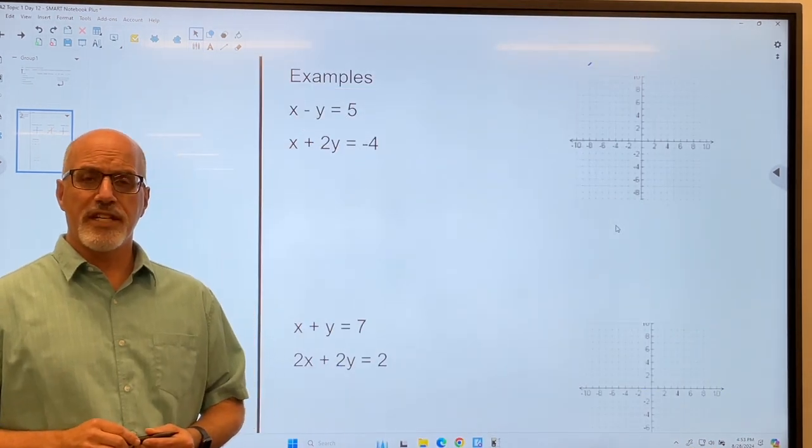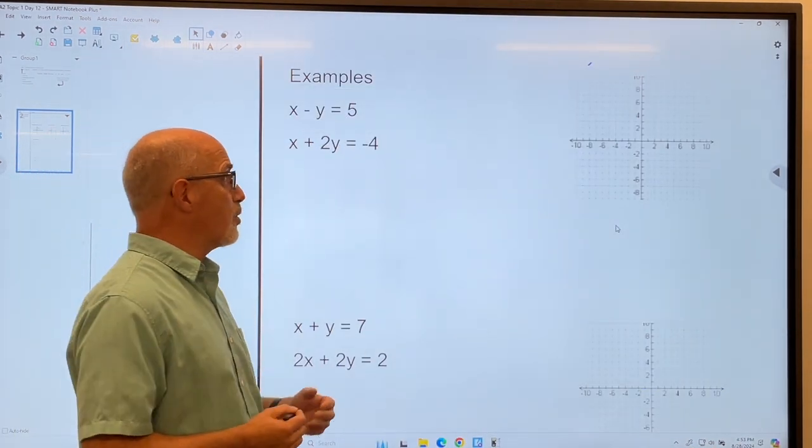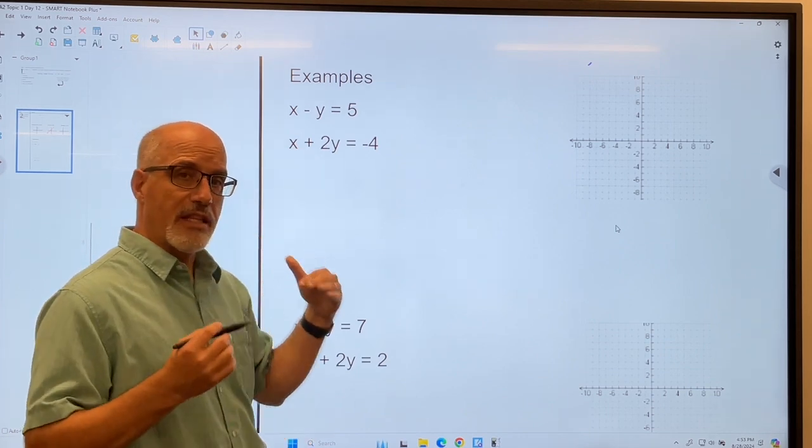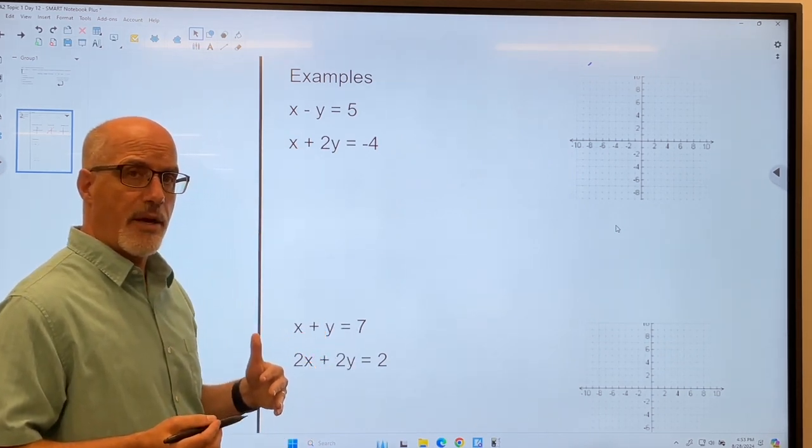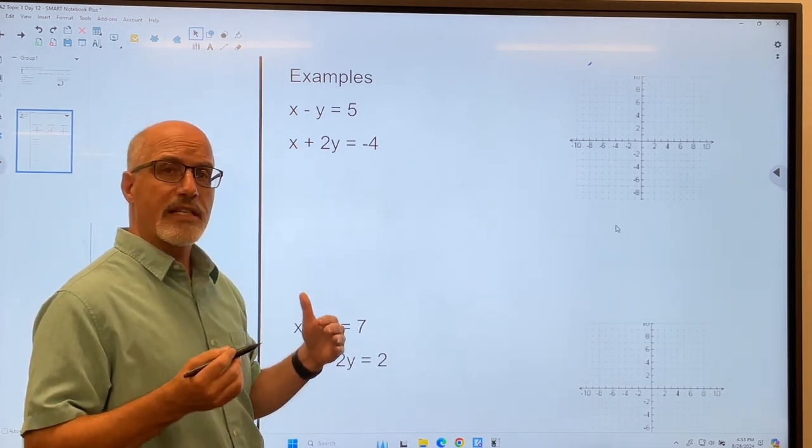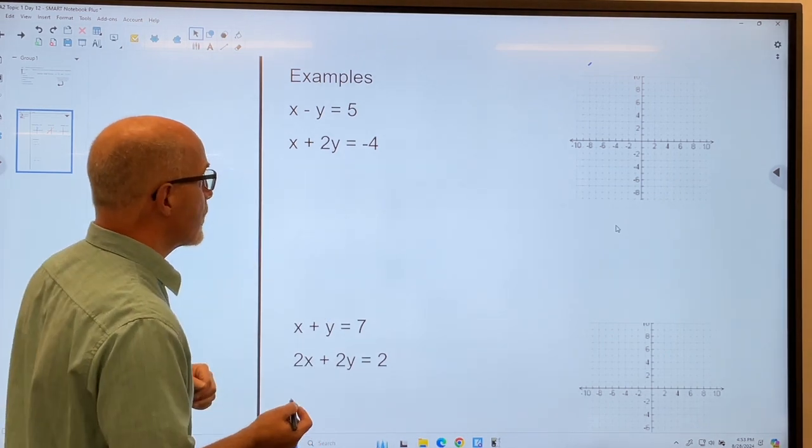Now let's turn our attention to a couple examples of this. We're looking at two equations. They're going to be linear equations. We're going to look at how they interact as lines. So first of all, let's do this first one.